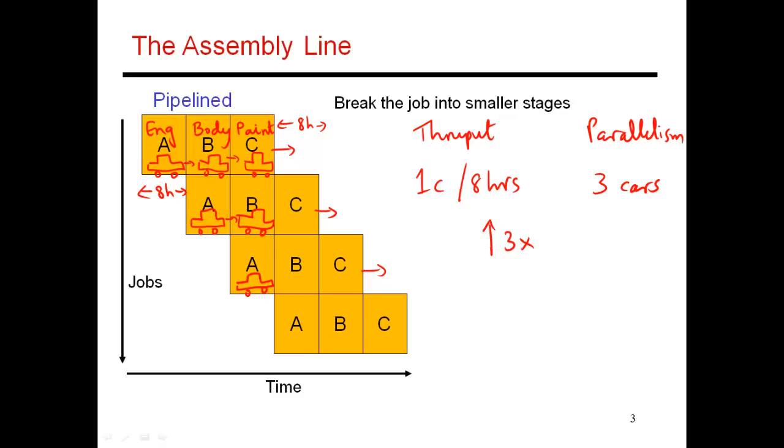And that's why you do pipelining. You take one large monolithic task, break it up into 3 different subtasks, each being done by a different resource. And that's what increases the performance.